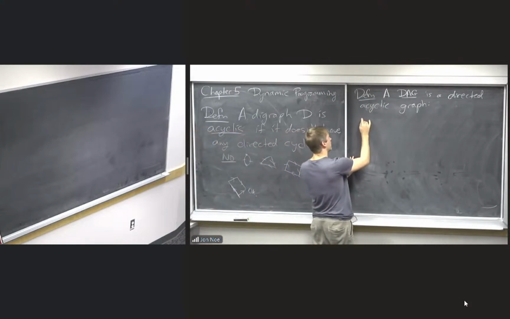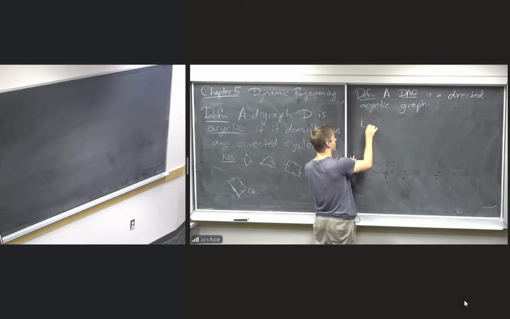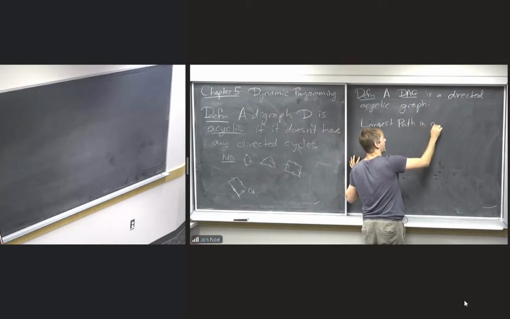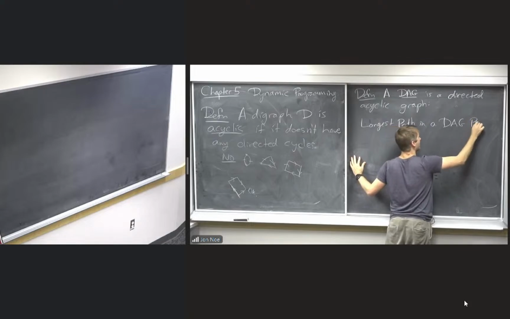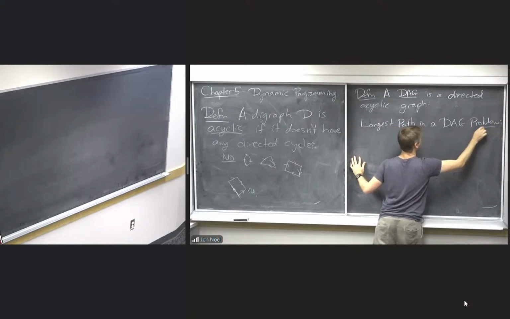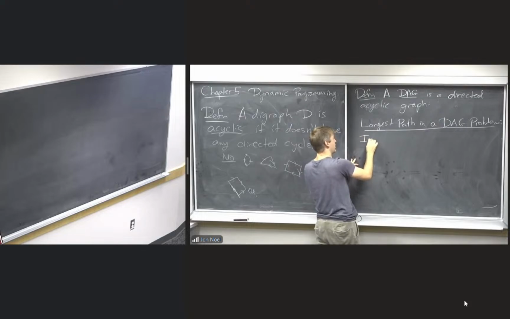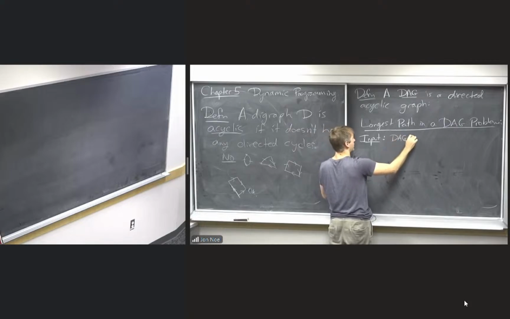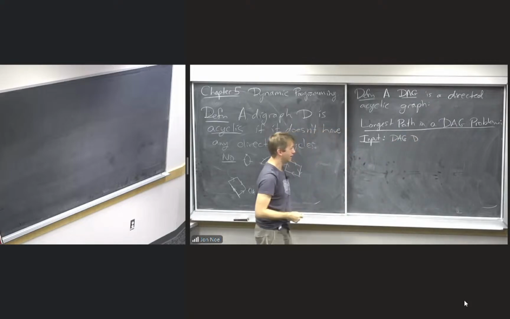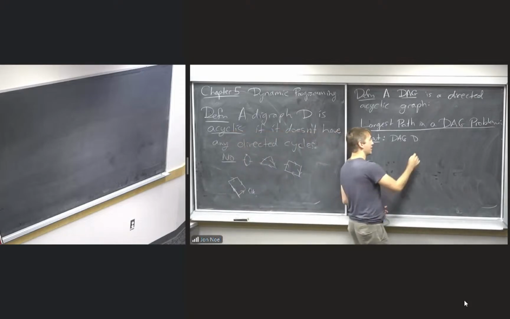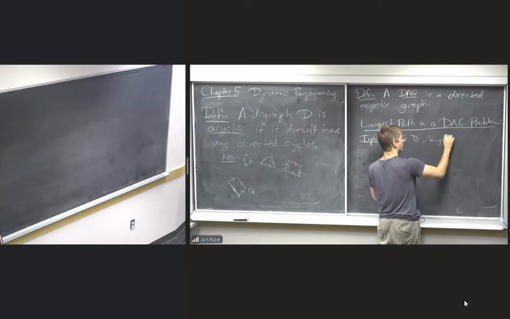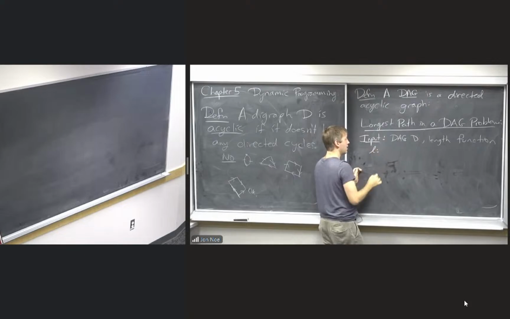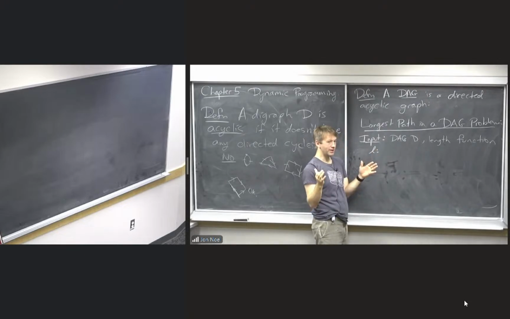So here's a problem. Let's call this the longest path in a DAG problem. Let's say we've got an input which is a directed acyclic graph D, or a DAG, and a length function L, and we're going to be very general.